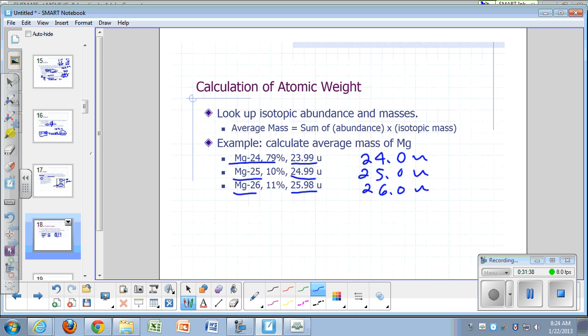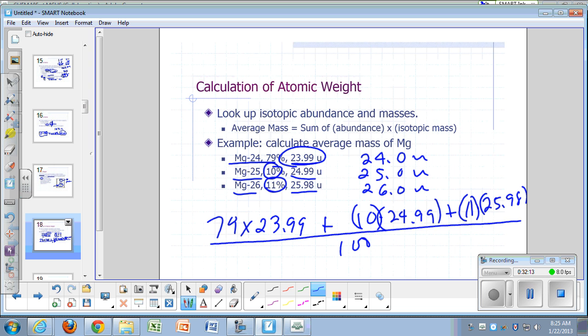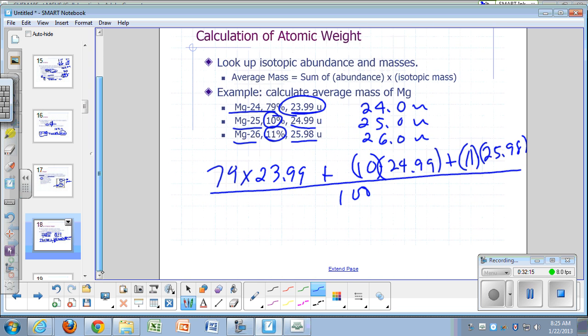So how do you figure out the average? If you have 79 of these, 79 times 23.99, plus 10% magnesium-25, so 10 times 24.99, plus 11% of magnesium-26, so 11 times 25.98, okay? You divide all of that by 100, that gives you the average atomic mass.